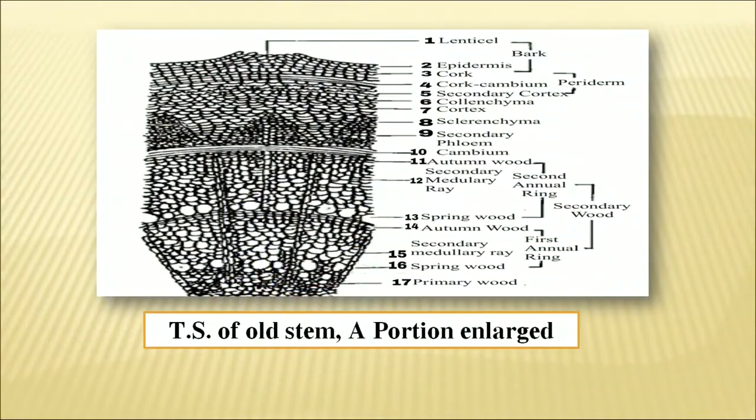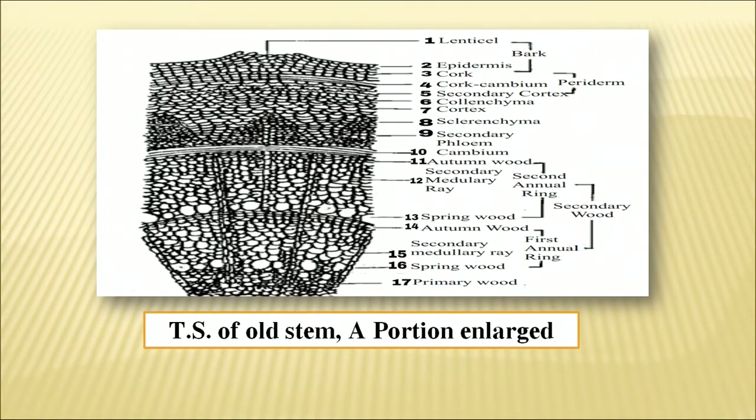Well, let us move to the TS of an old stem, where a portion has been enlarged. Just have a look and then we will move forward. I want you to focus on the bark. Can you see the point number 1, which is called lenticel? Lenticel is the breathing area of the bark. Here the cells are thin walled and gaseous exchange can happen, and below that is the epidermis and then the cork cambium. All these make up the cork.